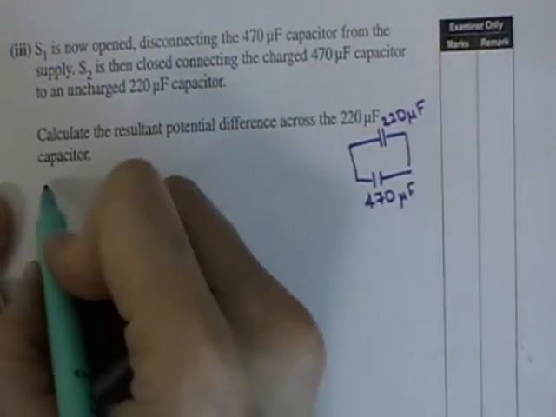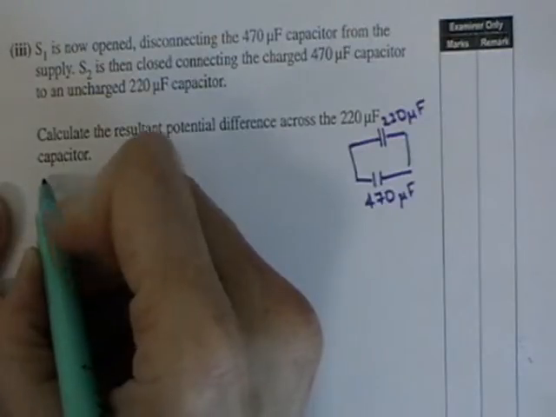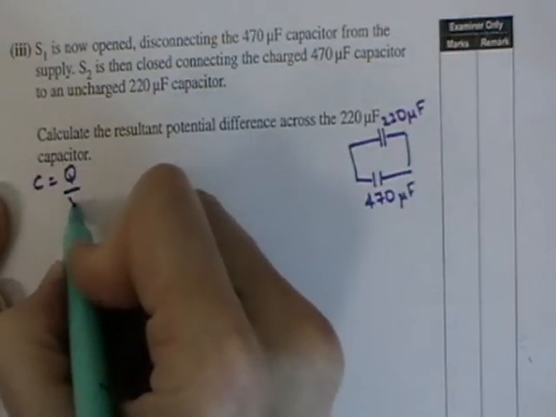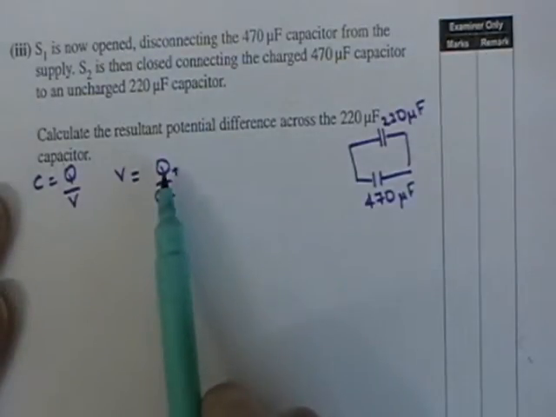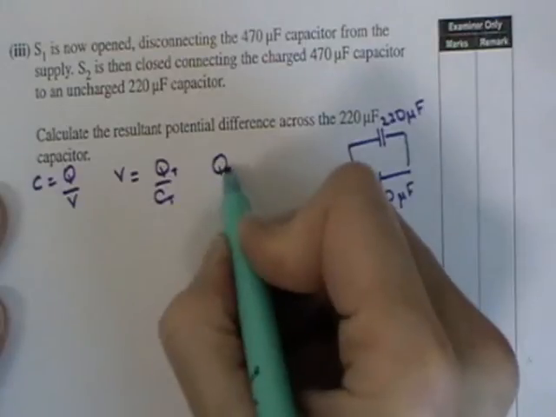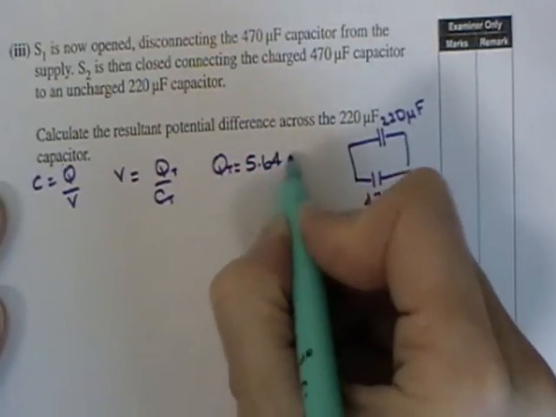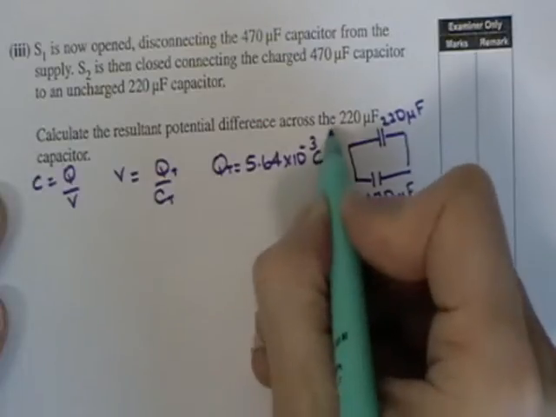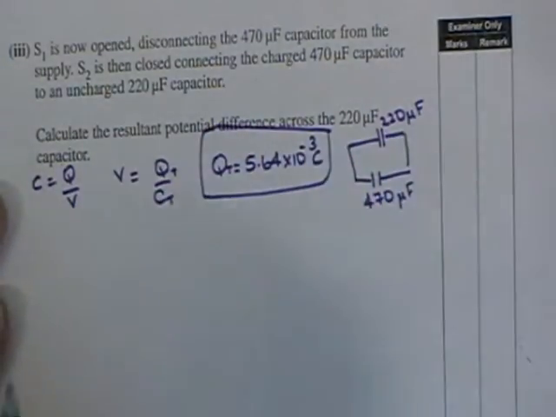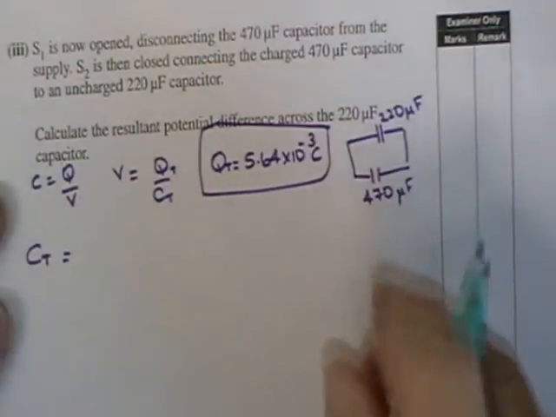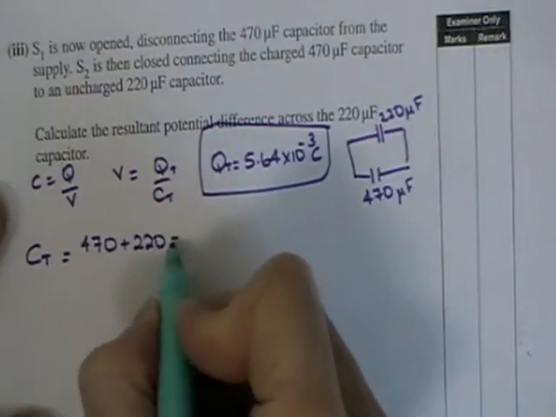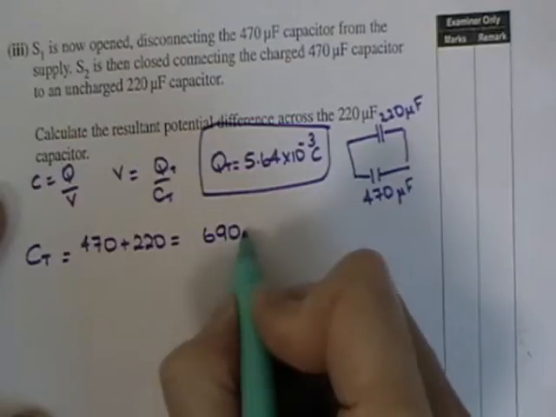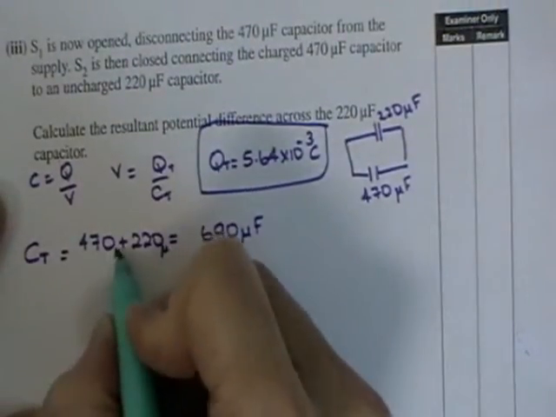If we use C is equal to Q over V, so V is equal to Q over C. We can calculate the charge which we have from part B, part 1: Q is equal to 5.64 times 10 to the minus 3 coulombs. So we know that already, and we're going to use that in here. Calculate the total capacitance. The two capacitors are in parallel, so that's 470 plus 220, which gives you a total of 690 microfarads. I'll just put a wee micro in there in case you're not sure.